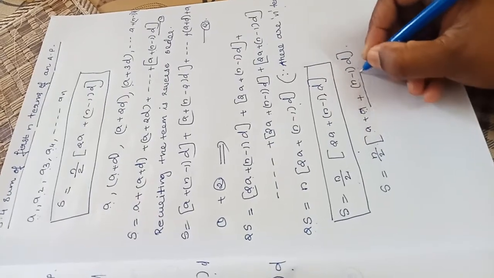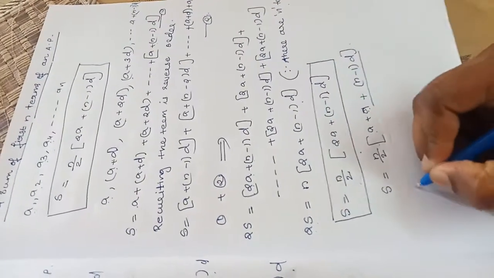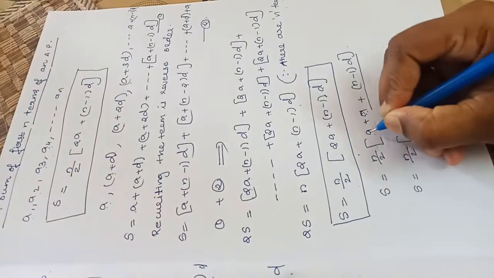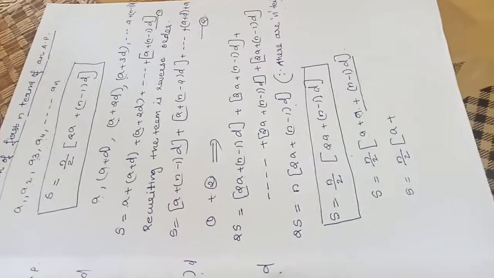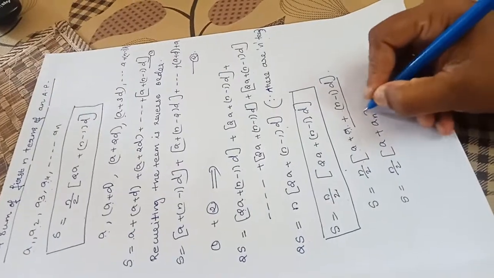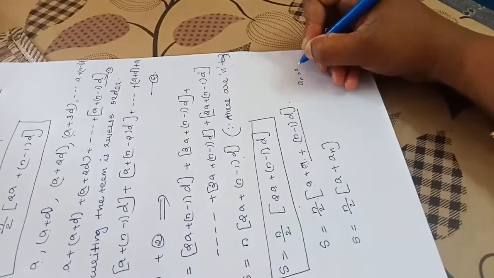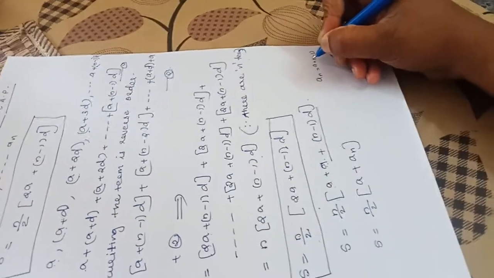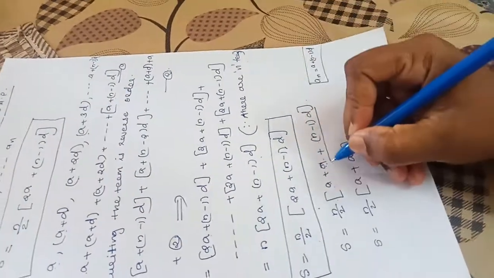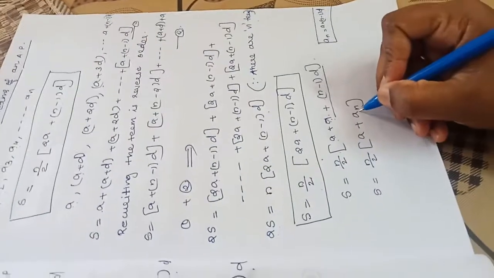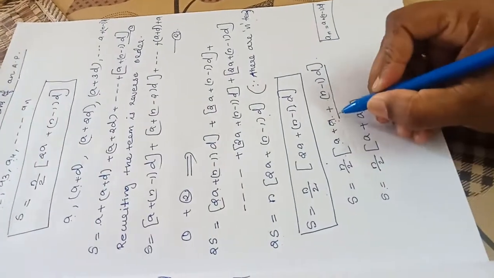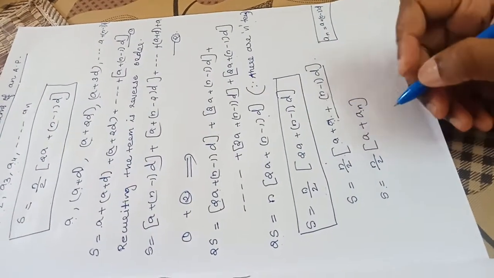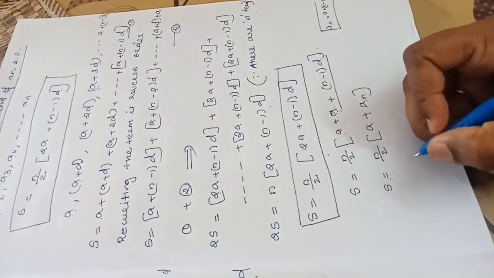Next I am taking all these terms together. So s is equal to n by 2 into a. I am writing here, what is a plus n minus 1 into d? You know that a plus n minus 1 into d is equal to an, that you did in the previous exercise. You know that an is equal to a plus n minus 1 into d, correct? So instead of this a plus n minus 1 into d, I have written it as an. So a plus an, n by 2 into a plus an.